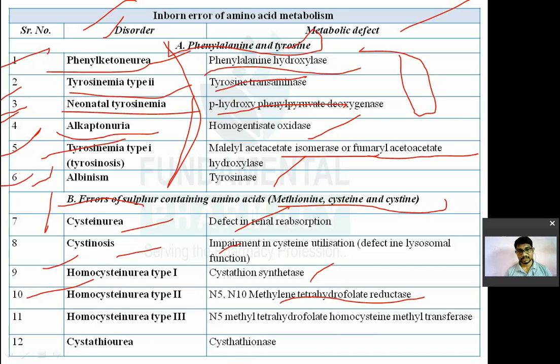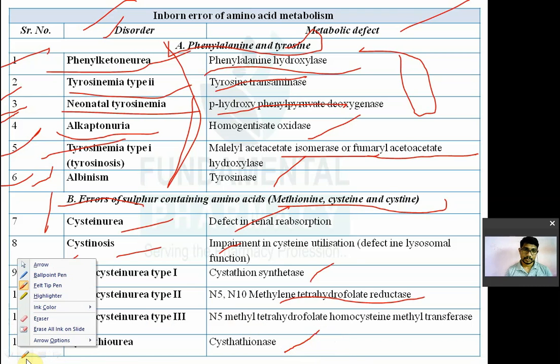And the next one is glycine. Glycine is an optically inactive amino acid. Remember, it does not have any chiral center, so it is optically inactive. In that you have glycinuria, which is due to a defect in the renal reabsorption of glycine. In primary hyperoxaluria, it is due to a defect in the enzyme glycine transaminase.